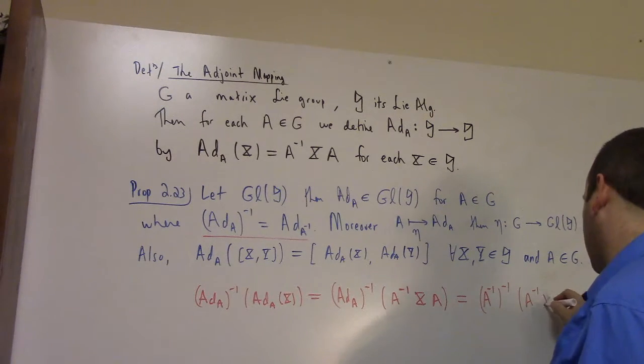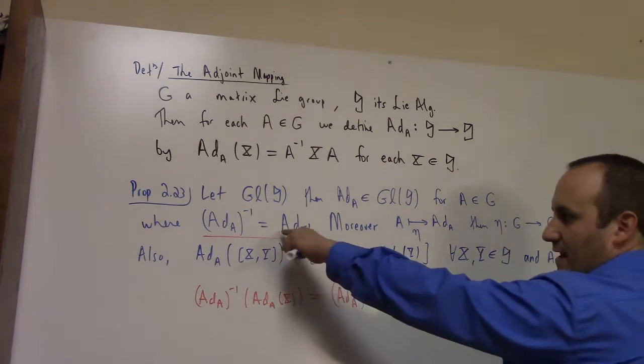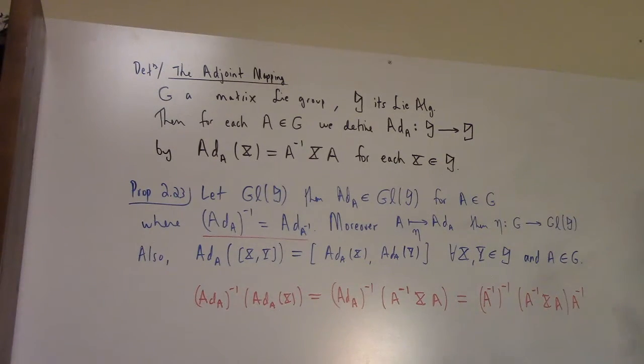A inverse XA, and then A inverse. This allegedly is Ad of A inverse, so you conjugate by A inverse, which is to say A inverse inverse, multiply by the inverse on the other side. This is A. They give you back X again. So in other words, the composition of Ad A inverse with Ad A is the identity on g. And the opposite order is the same stupid thing. So really, that's it. Okay, so what else do we need to prove?